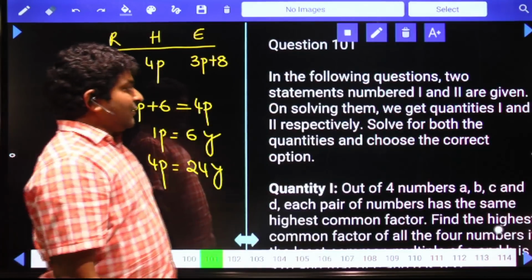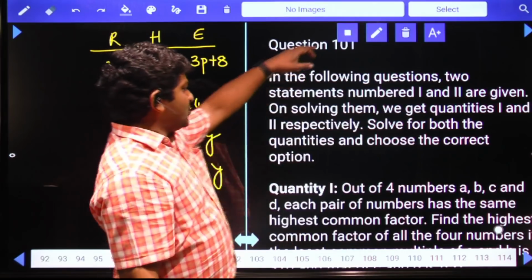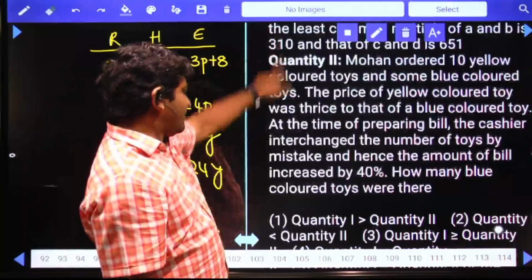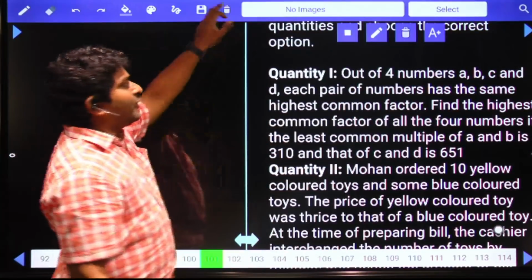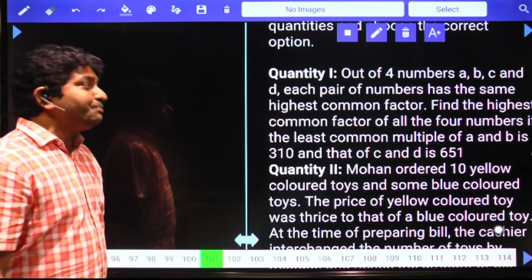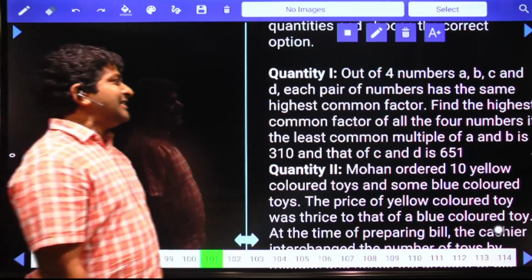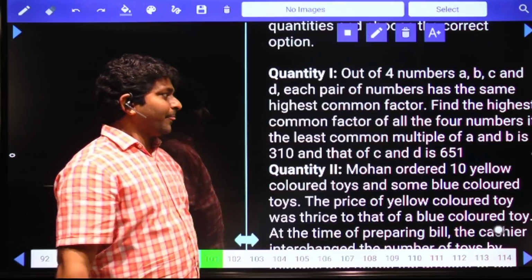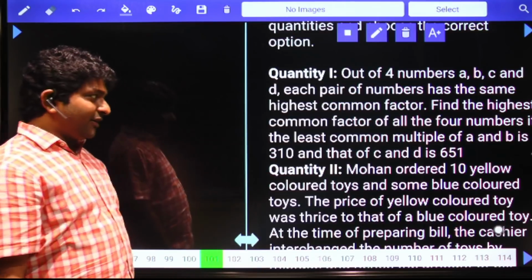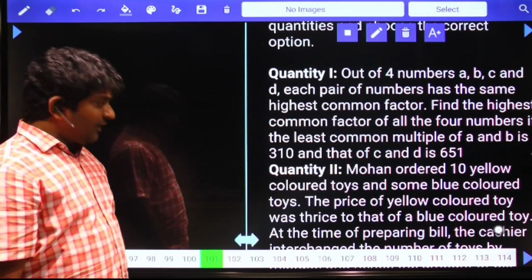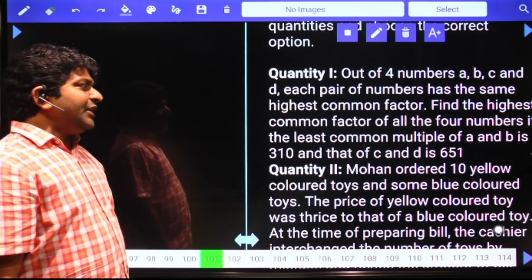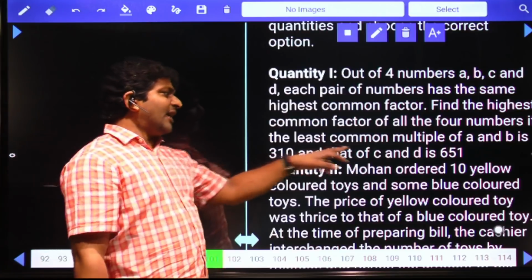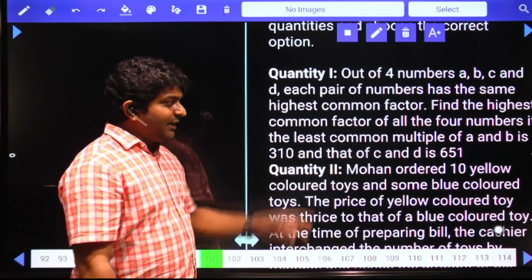Next. Solve the quantities and choose the correct answer. Quantity 1 and then quantity 2. Yes, Q1, Q2 we have. Let's see these. Out of 4 numbers A, B, C, D, each pair of numbers has the same highest common factor. HCF is the same. Find the highest common factor of all the 4 numbers if the common multiple of A and B is 310 and that of C and D is 651.